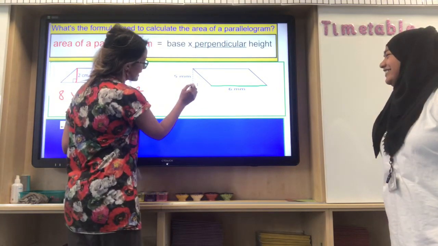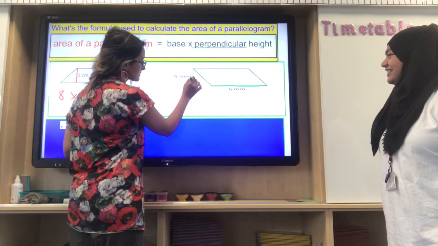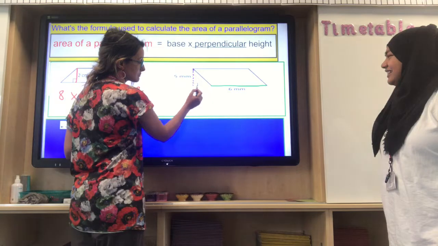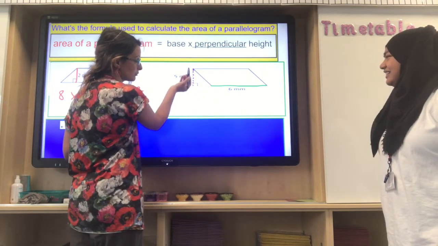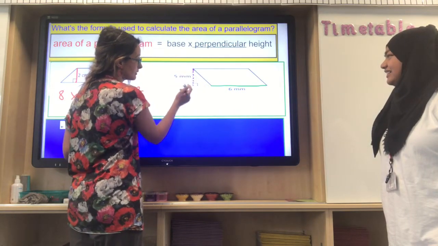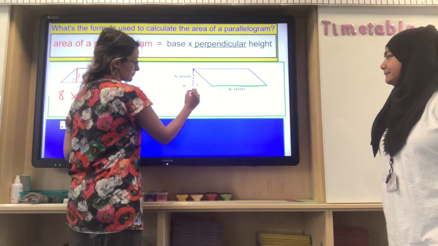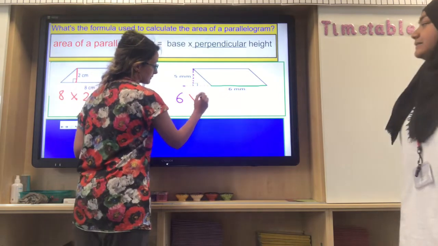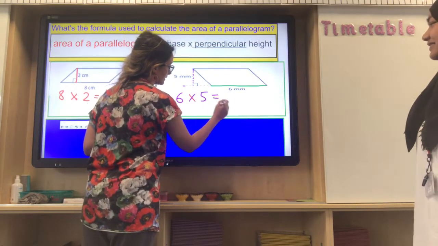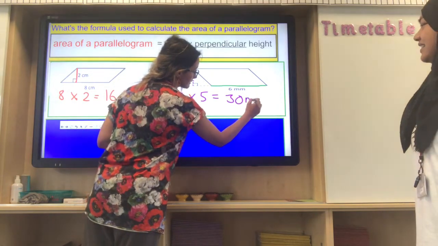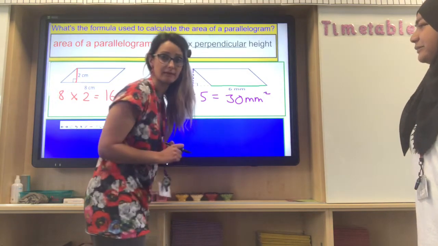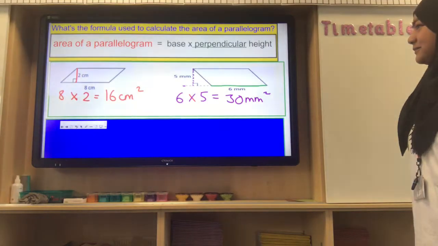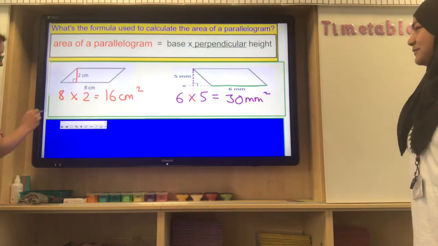Okay. And our vertical height here comes up the side here. And the reason why it's dotted is because this part isn't part of the parallelogram. They're just telling you what the height is from the base to the top, which is 5 millimetres. So what I need to do, base 6 multiplied by 5, gives me 30 millimetres squared because it's area still. So those are your how to calculate the area of a parallelogram.